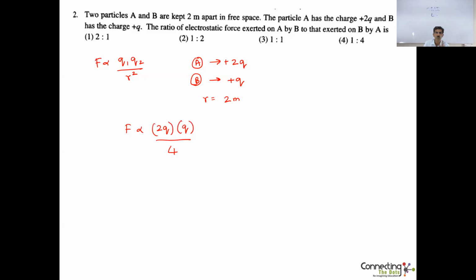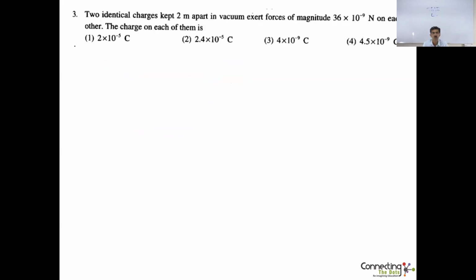Now, this formula is the same regardless of whether you're calculating the force exerted by A on B or the force exerted by B on A. They are equal. The force exerted by charge A on B is the same as the force exerted by charge B on A. They are equal and opposite. And this is also in keeping with Newton's third law. So the answer to this question is 1:1. The two forces are equal in magnitude. That is the answer to the second question. So let's go to the third question.